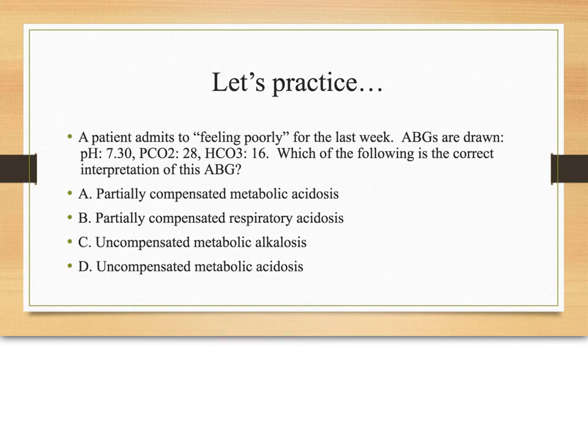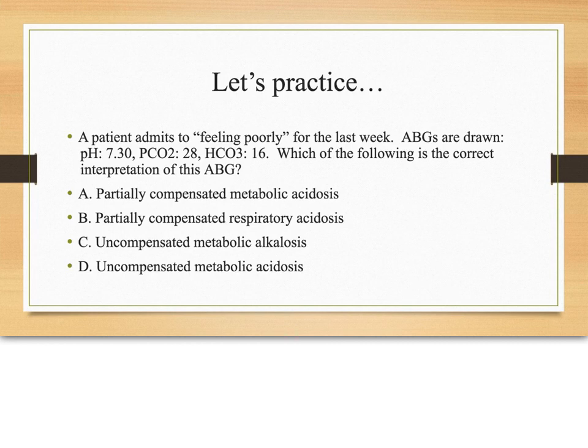So let's practice. Let's give it a shot here. We have a patient who admits to feeling poorly for the last week. We draw ABGs, and this is the following result. We have a pH of 7.30, a PCO2 of 28, and a bicarbonate of 16. And the question is asking which of the following is the correct interpretation of this arterial blood gas.